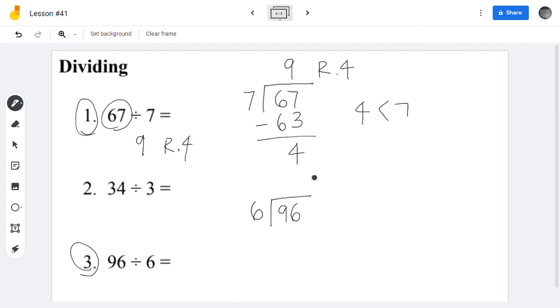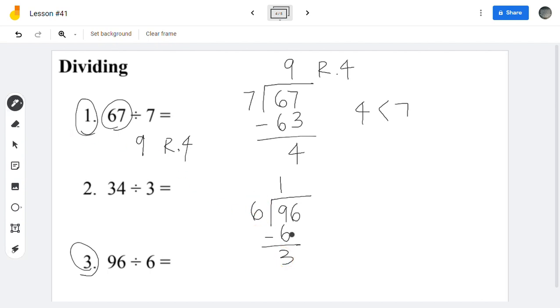So now you're going to see how much 6 goes into 9. Well, 6 goes into 9 one time because 9 minus 6 is 3. Now from here, in the middle of it, you could also check. So I got minus 3. So 3 is less than 6, so I'm on the right track.